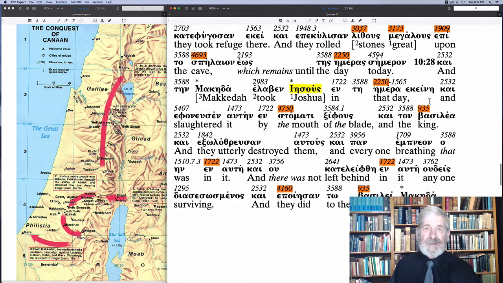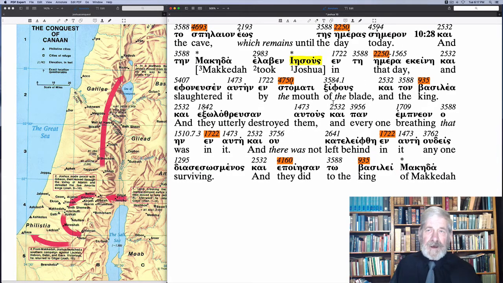And Joshua took Makkedah in that day and slaughtered it by the mouth of the blade. Here's another figure of speech. A blade does not have a mouth. The edge is considered the mouth, for why I don't know, because it's the thing that does the first cutting, the devouring of it.